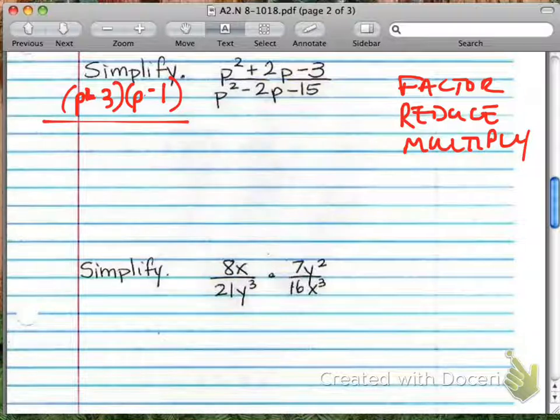Okay, so p plus 3. So that nasty look up there looks like p plus 3 over p minus 1. Everybody agree with that? Okay, and again, we're not spending a lot of time on factoring.